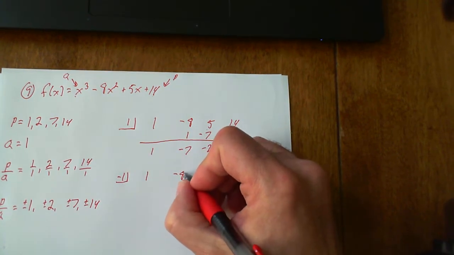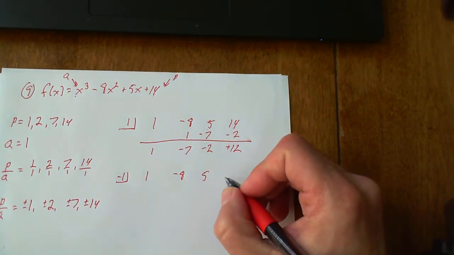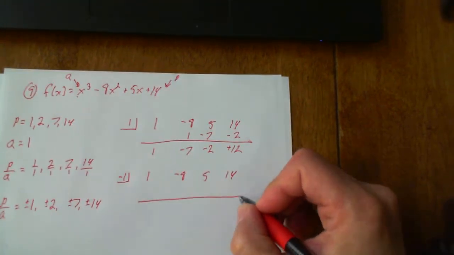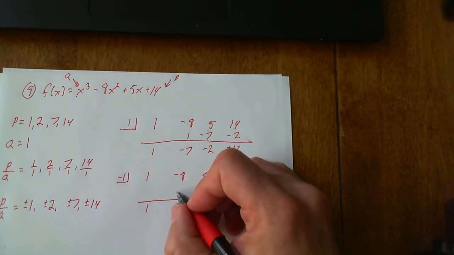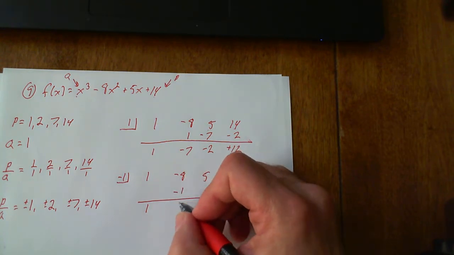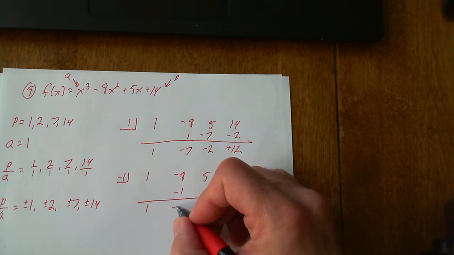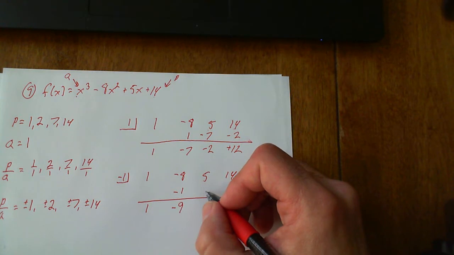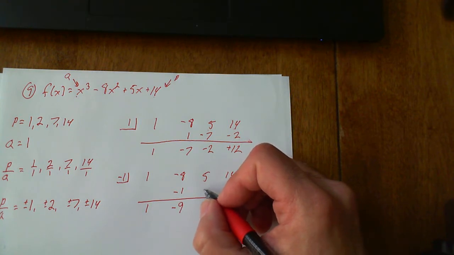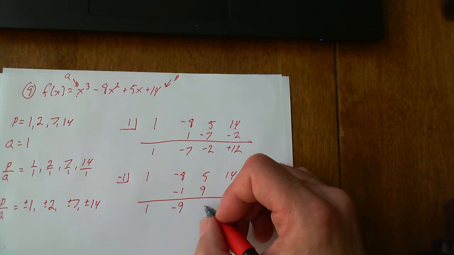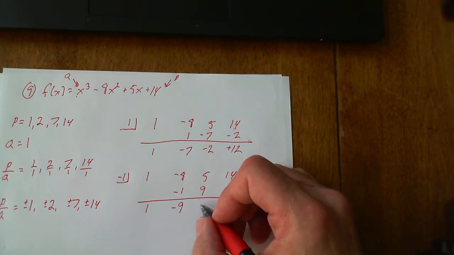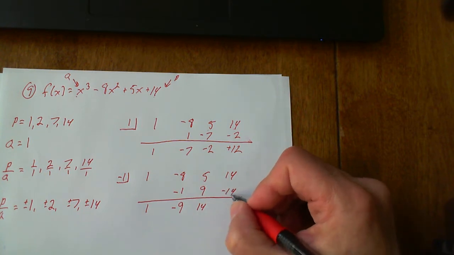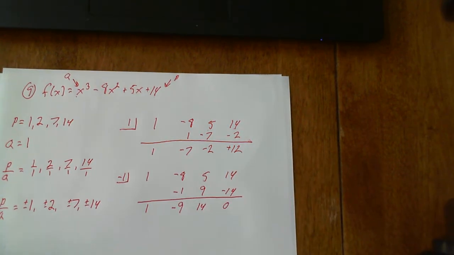1, negative 8, 5, and 14. 1, negative 1, negative 9. 1 times negative 9 is 9. 5 plus 9 is 14. 1 times negative 14 is negative 14, and we got 0. Okay?